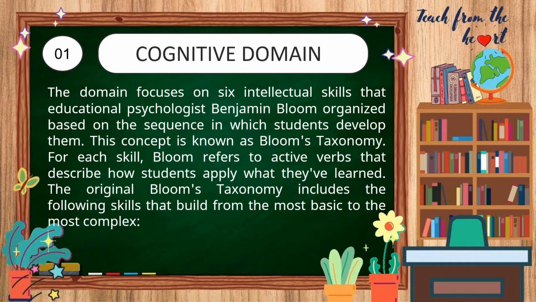Let us discuss the first domain, which is the cognitive. The domain focuses on 6 intellectual skills that educational psychologist Benjamin Bloom organized based on the sequence in which students develop them. This concept is known as the Bloom taxonomy. For each skill, Bloom refers to active verbs that describe how students apply when they've learned. The original Bloom's taxonomy includes the following skills that build from the most basic to the most complex.